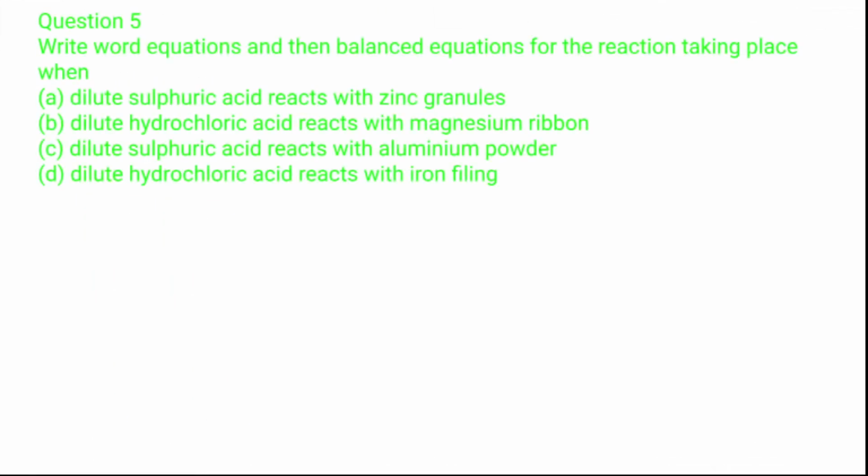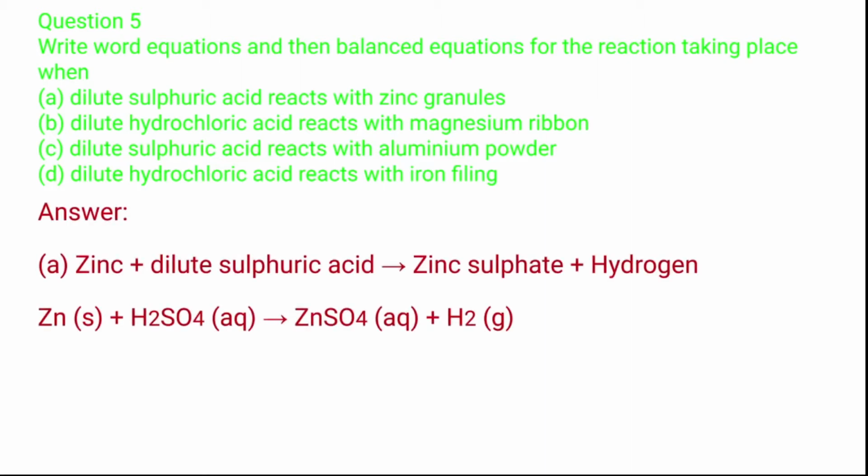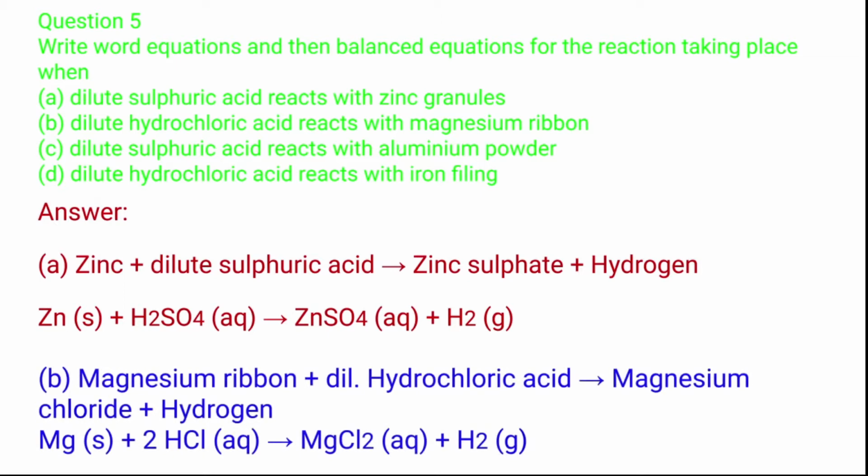Write word equations and then balanced equations for the reactions that take place when, first one, dilute sulfuric acid reacts with the zinc granules. So the answer is zinc plus dilute sulfuric acid gives zinc sulfate plus hydrogen. And the second is dilute hydrochloric acid reacts with magnesium ribbon. So what happens? Mg plus 2HCl gives MgCl2 plus H2.